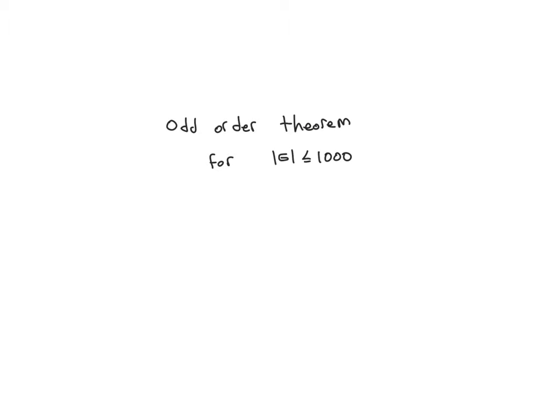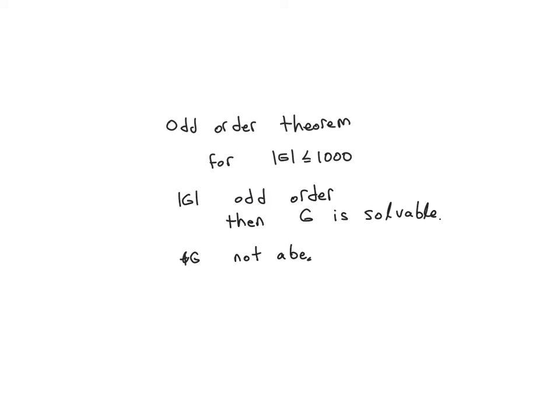Alright, so one last video, just for fun. Let's try to prove the odd order theorem for groups of order at most 1,000. So that means that if G has odd order, then G is solvable. Note that this is equivalent to saying that if it's odd order and not abelian, then it's not simple.